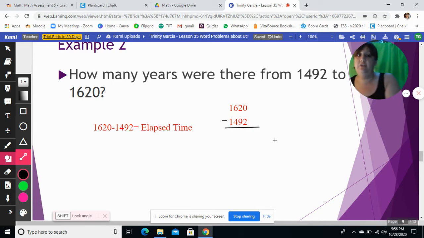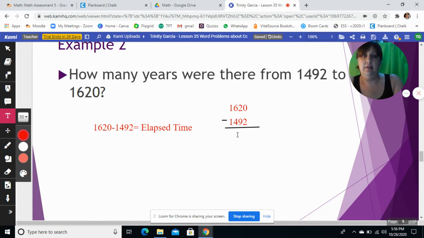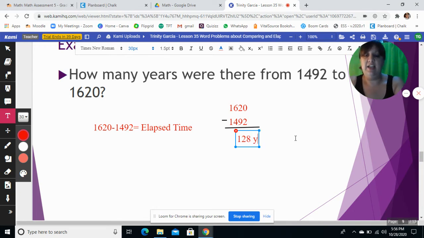So when you do that, either way, you're going to figure out what your elapsed time is, and your elapsed time in this case is 128. All right, so if you did your subtraction, you would come up with the answer of 128 years. Okay, and you could always go back and check your answer by using the reverse operation and adding.